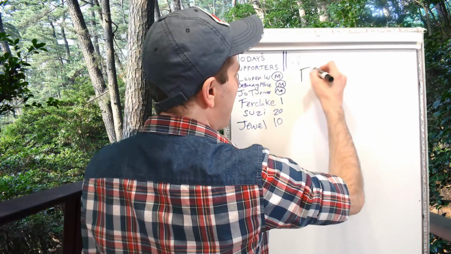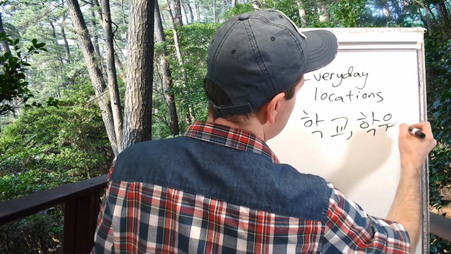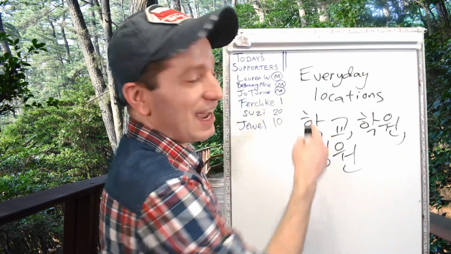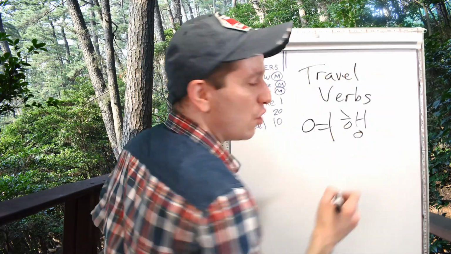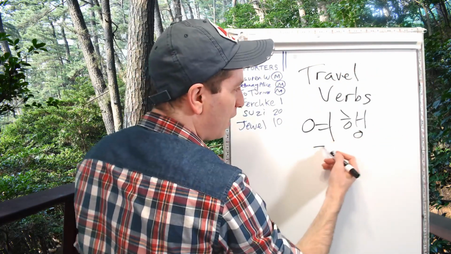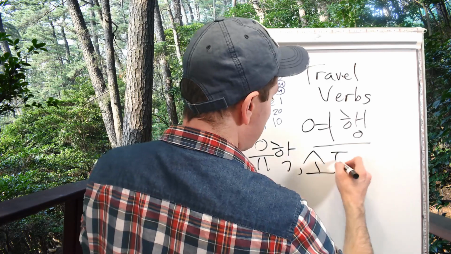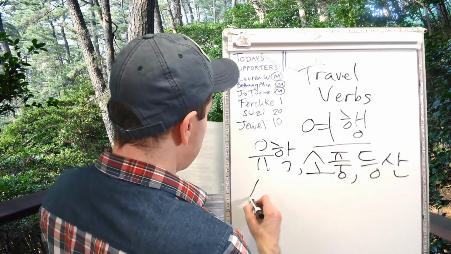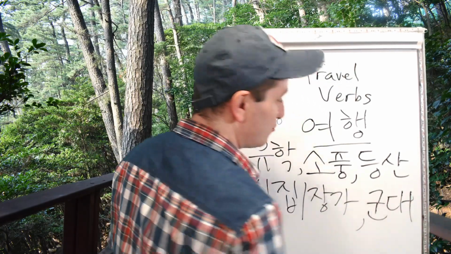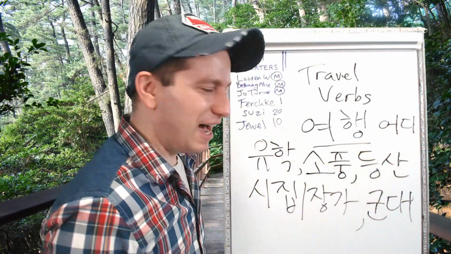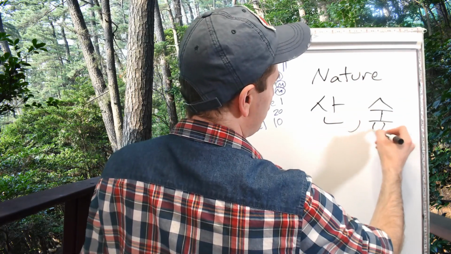You're gonna see this on everyday locations. For example, things like 학교, 학원, your academy, 병원, hospital. By everyday, I just mean really common. You're also gonna see this commonly with travel verbs. 여행을 가다, literally to go on a trip. 유학 would be exchange student, like becoming an exchange student. 소풍, a picnic. 등산, going hiking. And then things like 시집 or 장가, which is getting married. 군대, if you're going to the military, they say 군대를 가다. 어디를 가. It's also common with some nature words. You'll see things like the mountain or the forest.